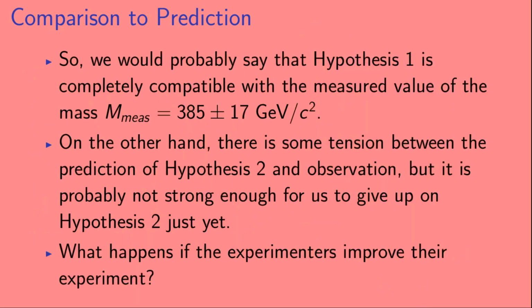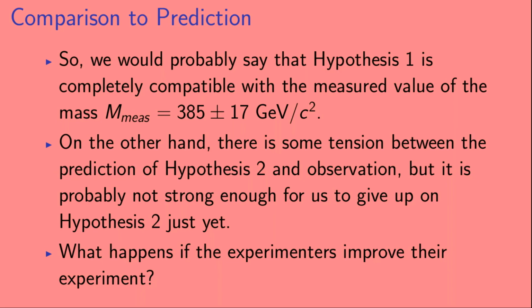So we would probably say that hypothesis 1 is completely compatible with the measured value of the mass, m measured equals 385 plus or minus 17 GeV/c². On the other hand, there is some tension between the prediction of hypothesis 2 and observation, but it is probably not strong enough for us to give up on hypothesis 2 just yet.